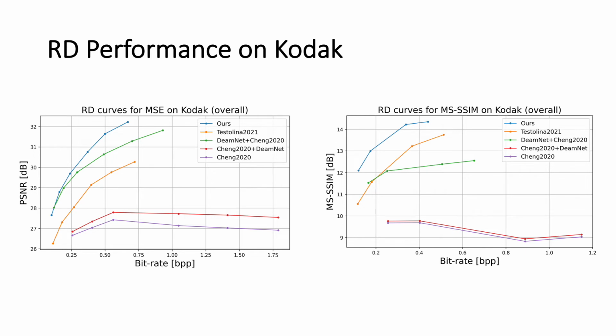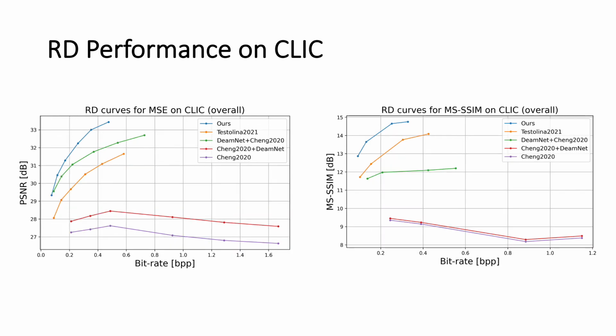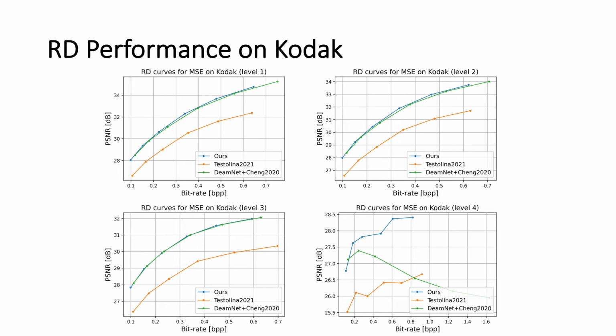This is the comparison of the overall rate distortion performance on the synthetic Kodak images. We can see that our RD curve in blue is much better than the sequential and joint baselines. We can observe similar results on the synthetic CLIC images. If we break down the overall performance at individual levels, we can see that our joint method can better generalize to the unseen noise level 4 with gain 8 noise.